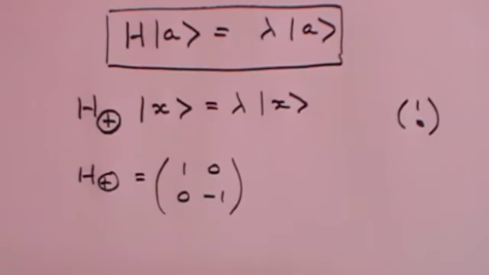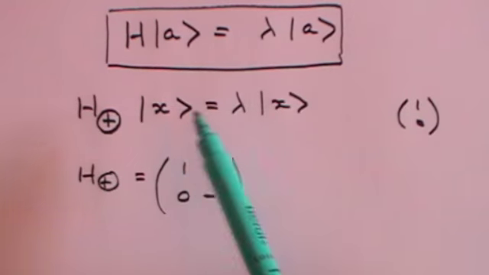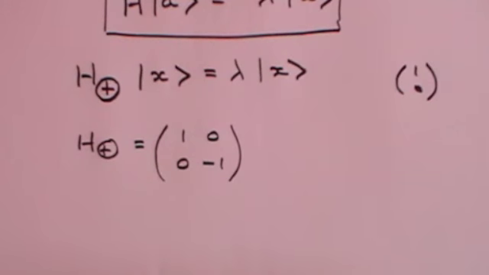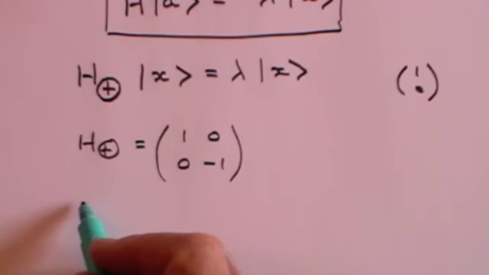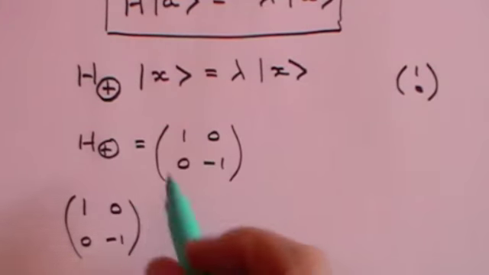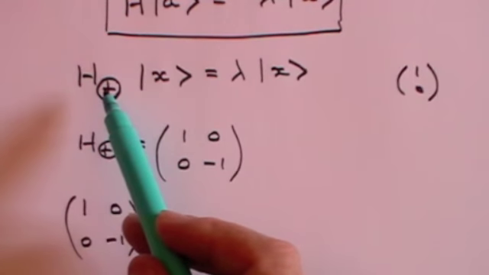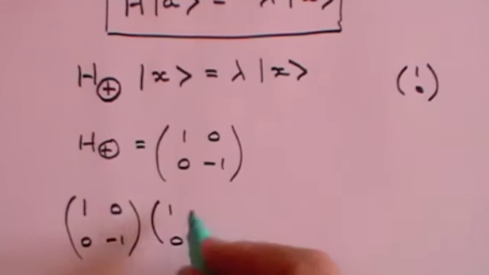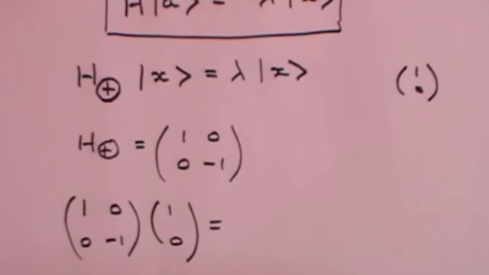So what I've got to do is to apply this to the X eigenvector and see if I get the same eigenvector with a number in front of it. Well, let's see. So we've got 1, 0, 0, minus 1. That is the Hermitian matrix, the operator, acting on X. And X is 1, 0. And now you've got to remember your matrix times vector multiplication rules.